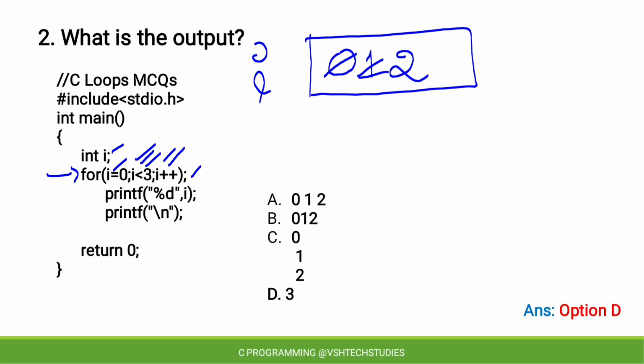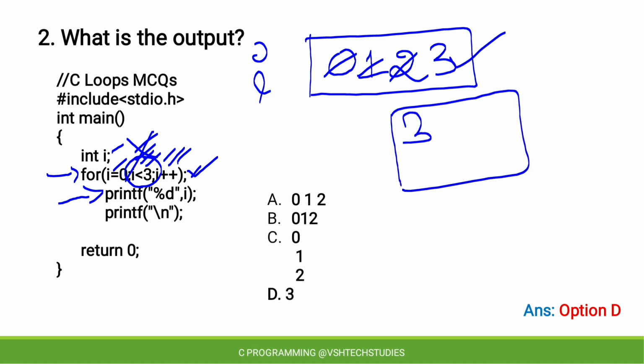2 is less than 3. Then increment. So 2 is gone, i becomes 3. Now 3 with 3 is checked. Is 3 less than 3? No, this condition fails. Then it has to go out of the loop, meaning after this semicolon, and hence it comes here. Printing the value of i on the monitor: by the time it left, it was 3, and hence 3 is printed on the monitor.